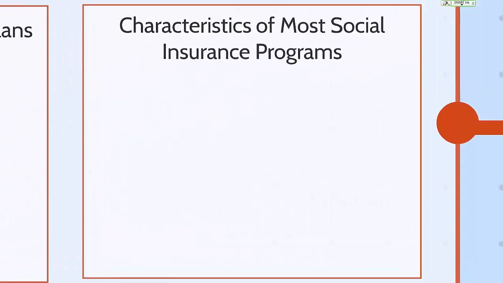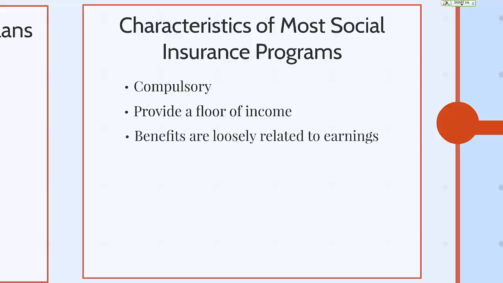So let's look at the characteristics of most social insurance programs. First, they are compulsory or mandatory. In other words, certain groups, such as employers or workers, have to participate in them. They provide a floor of income, which is related to the purpose of providing a floor of income security for all Americans. Benefits are loosely related to earnings. So in general, the more you put into the program, the more you get out of the program. And benefits are prescribed in the law. So for example, with Social Security, there is a formula for calculating how much an individual's benefit will be.